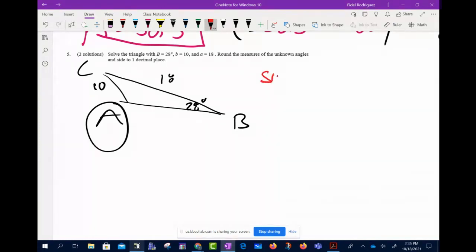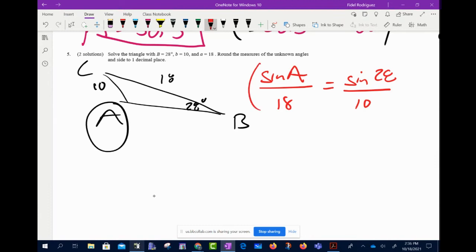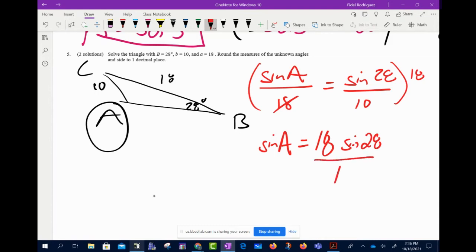So what we could do here, y'all, is we could say, look, the sine of A over 18 equals the sine of B, which is 28 degrees, divided by 10, okay? And notice, y'all, I didn't do anything with C because I don't know what C is, right? Okay, so again, just like we've been doing before, y'all, we're going to multiply both sides by 18. That will cancel. So I have sine A equals 18 times the sine of 28 degrees all over 10.